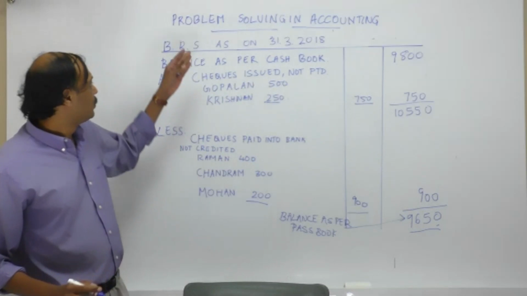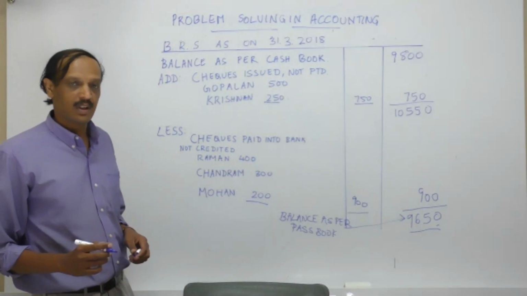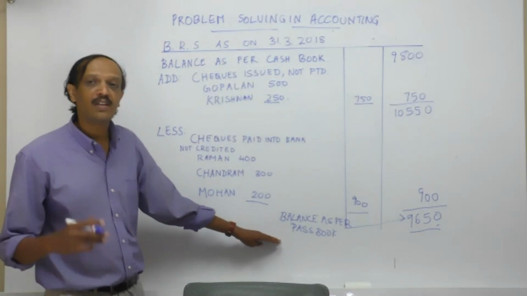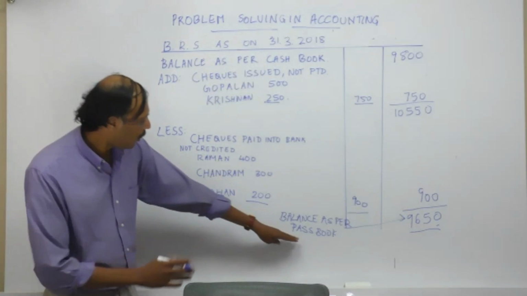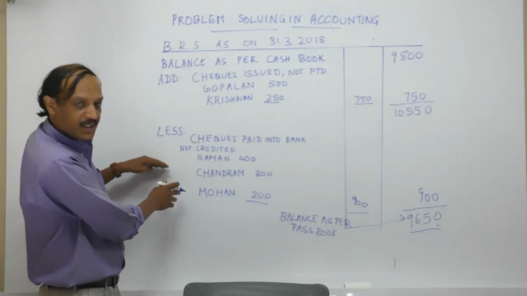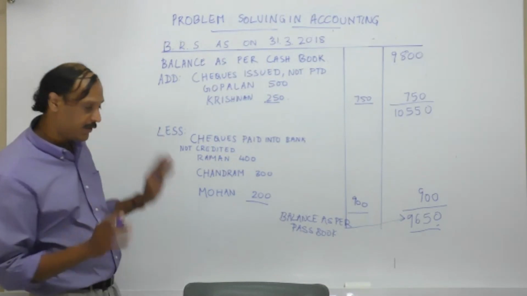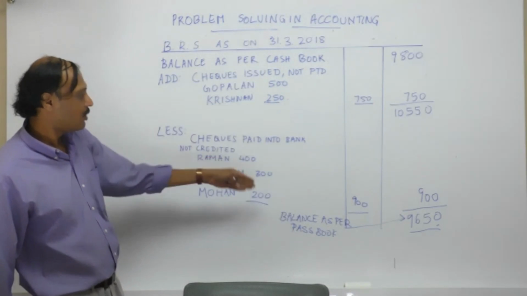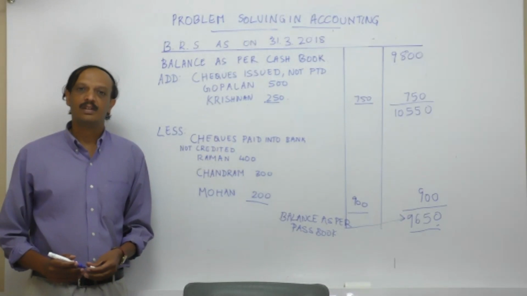This is how you solve a reconciliation statement. When you start from the cash book, you end up with the passbook and vice versa. All the transactions that are added should be subtracted, and the ones that are subtracted should be added if you're going from the passbook towards the cash book. So this is how you solve a reconciliation statement.